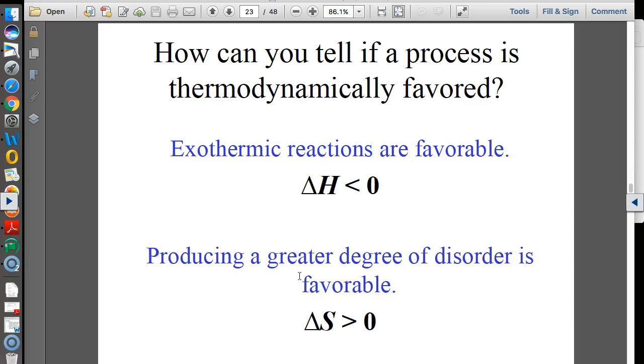So how can you tell if something's favored? Generally, they'll be exothermic, but not always. And generally, entropy will increase, but not always.